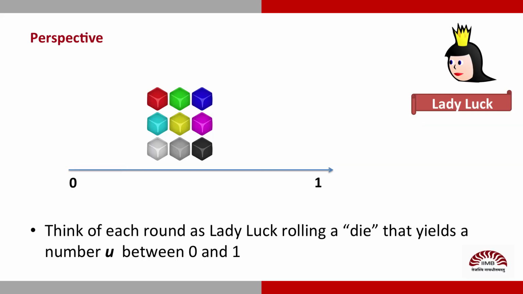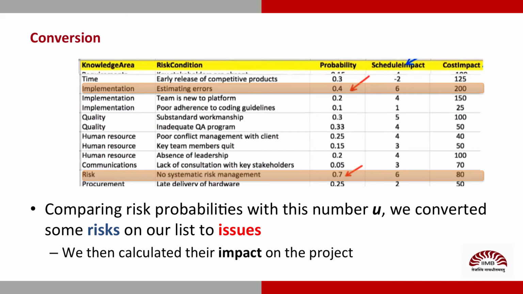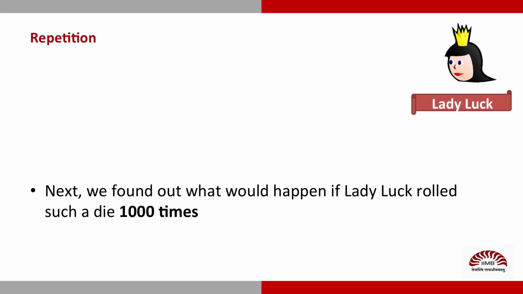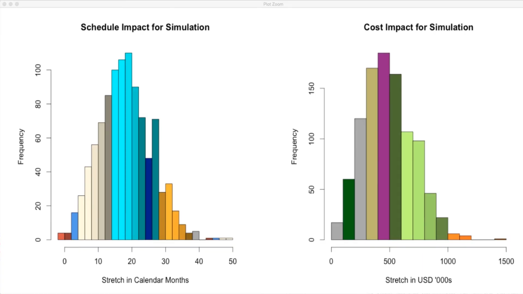Look at each round of simulation as if Lady Luck rolled a die that yields a number between 0 and 1. Based on this number, we converted some of the risks on our list to issues. We then calculated their impact on the project's overall schedule and cost. Next, we found out what would happen if Lady Luck rolled her die 1000 times. With every roll, we calculated the impact, schedule and cost stretch. The profiles of these 1000 numbers are what you see.